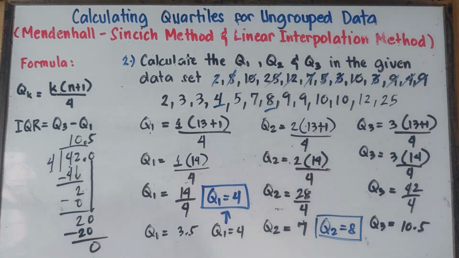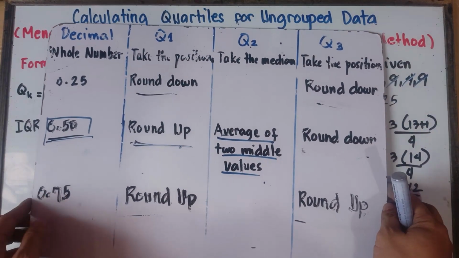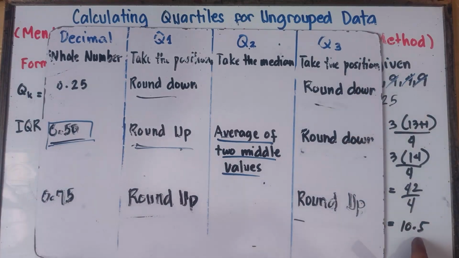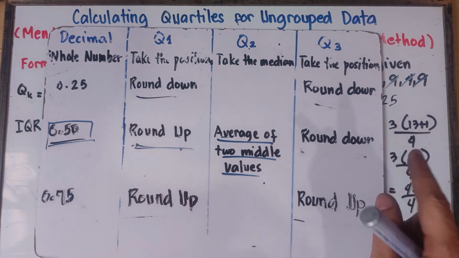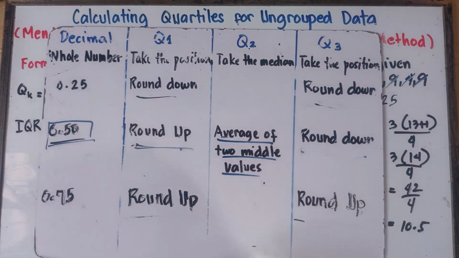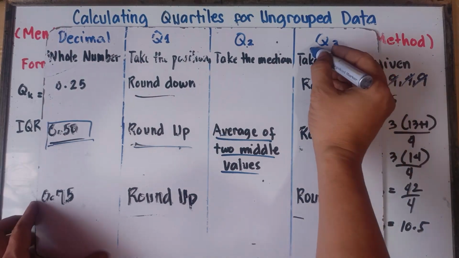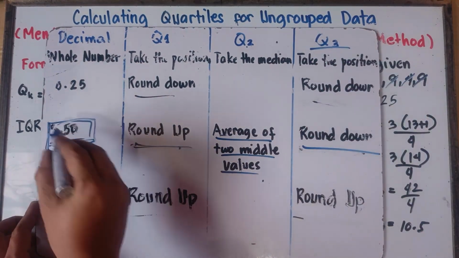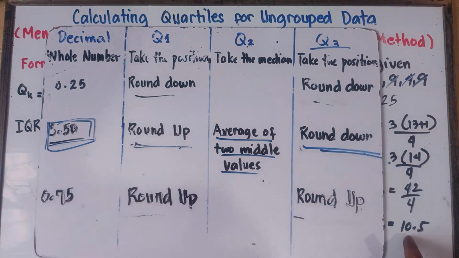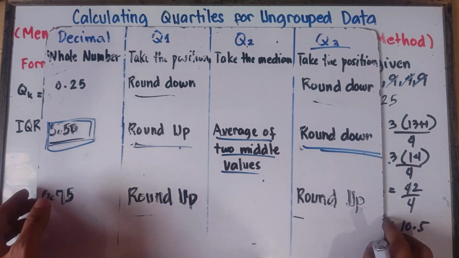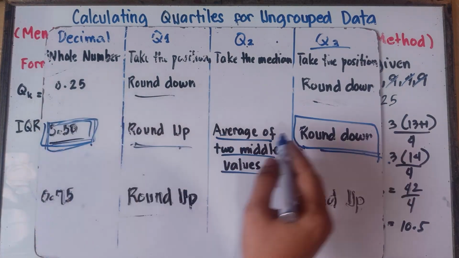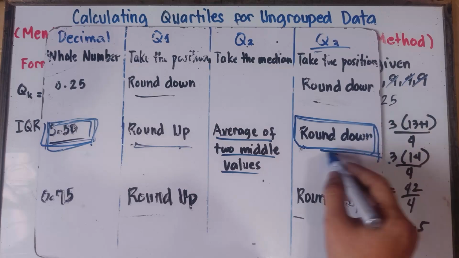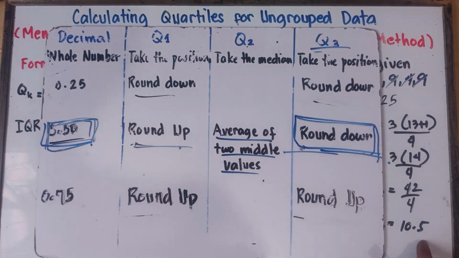Alright, so let's check our table. Quartile 3, 10.5. The decimal is 0.5. Is it round up or round down? That's correct. That would be round down. Once again, class, look at the table. Quartile 3, if it's 0.50, you round down. So this is 0.50, this is 10.5. Therefore, we need to round down. This will be 10. Always look at the table, class. 0.50 for quartile 3, that would be round down. So therefore, this 10.5 will become 10.